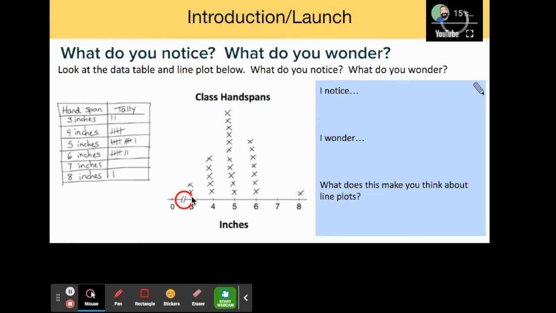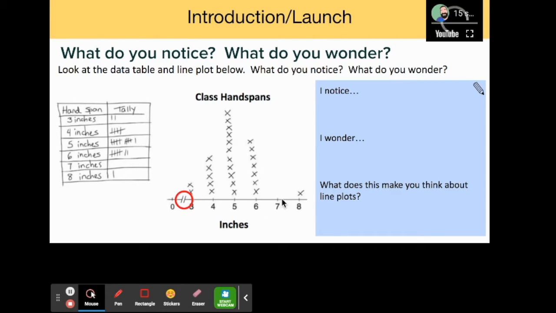I wonder what these little lines are between the 0 and the 3. After some research, I found out that the little lines on the line plot mean that there is no data for whatever numbers are between 0 and 3. So they chose not to include them in the line plot. This means that there are no handspans of 0, 1, or 2 inches.